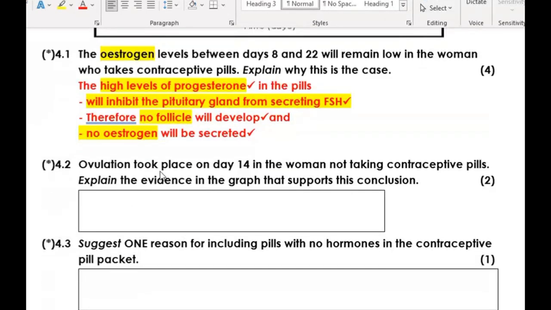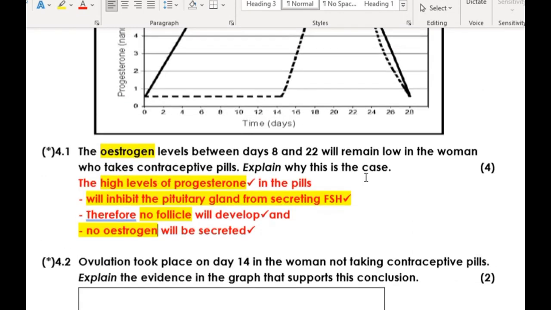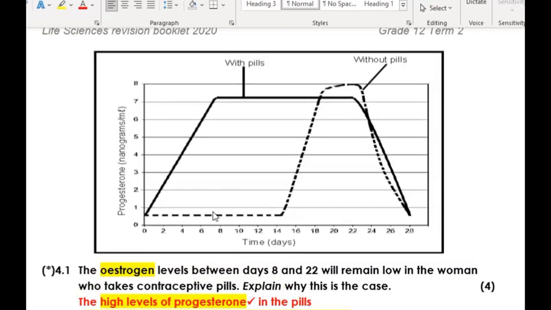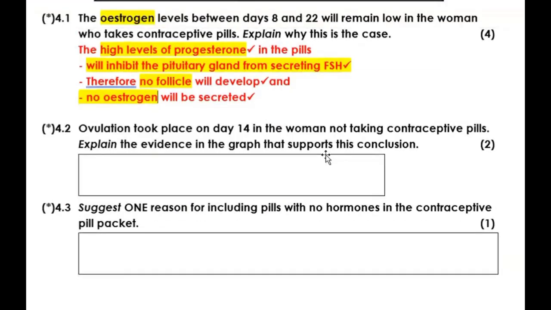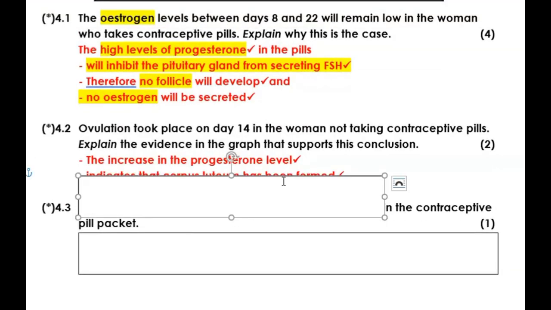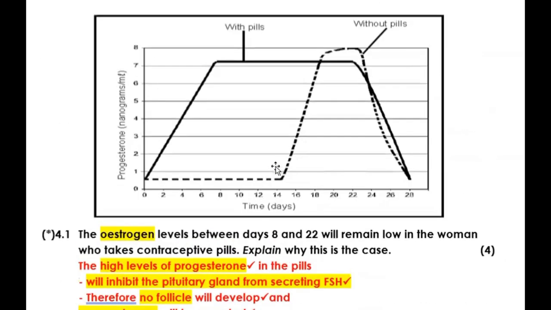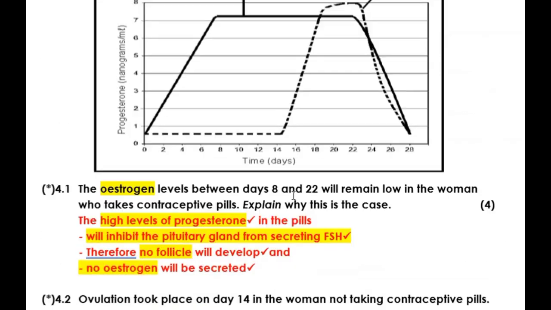Then it says ovulation took place on day 14 in the woman not taking contraceptive. What is the evidence? Okay, now you look at day 14, we know that's ovulation. Now you'll see here something is increasing. It's not estrogen that's increasing. What is increasing is the progesterone. Okay, but we know that on day 14, because of that increase over there, the increase in progesterone levels, so you start with that, okay? There we go, we see the progesterone levels increase.